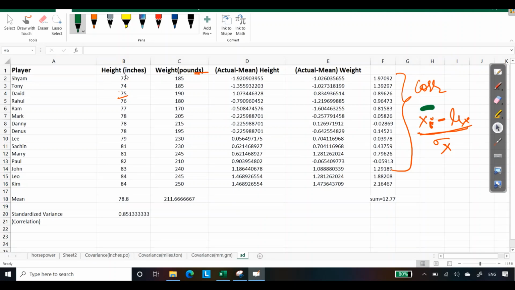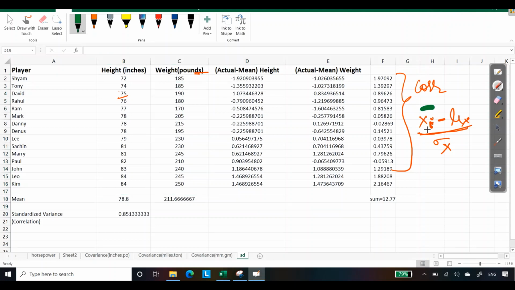Here we had these heights for individuals. And with these heights, I have calculated the mean by addition of all the heights upon the number of people for whom we have calculated height. Hence, 78.8 is our mean. Similarly, we did it for weight also.